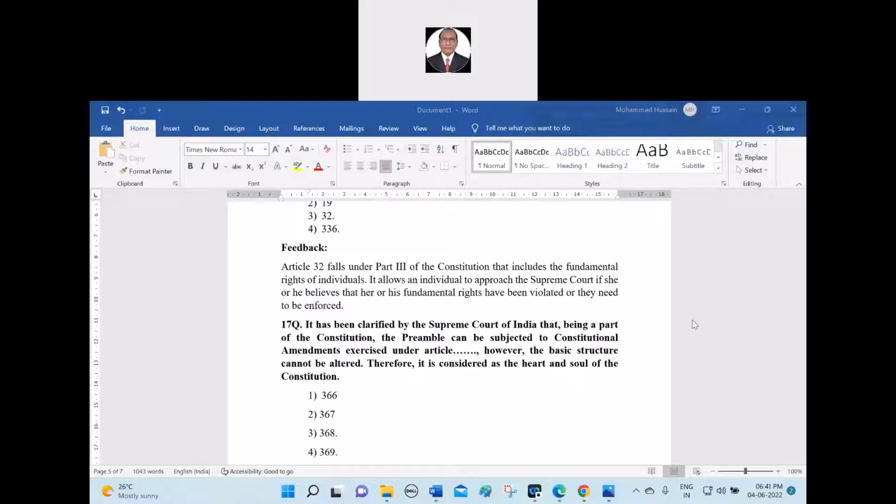And there is a supplementary question. In which case law was it decided that we can amend even the preamble, but the basic structure cannot be changed? Kesavananda Bharati versus State of Kerala, India. Yes, you are right.